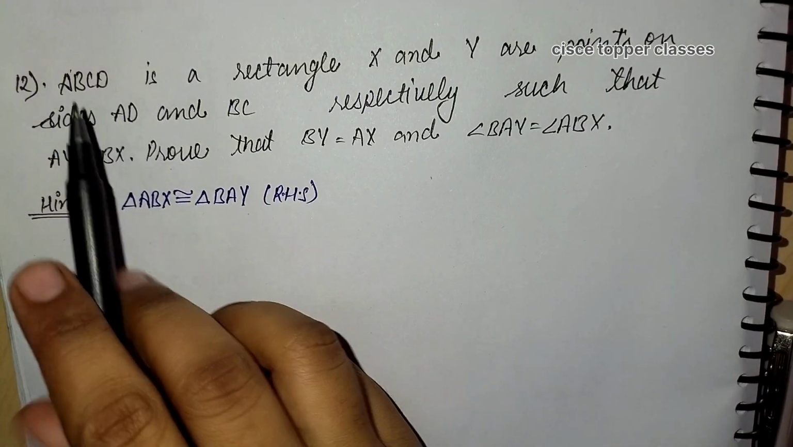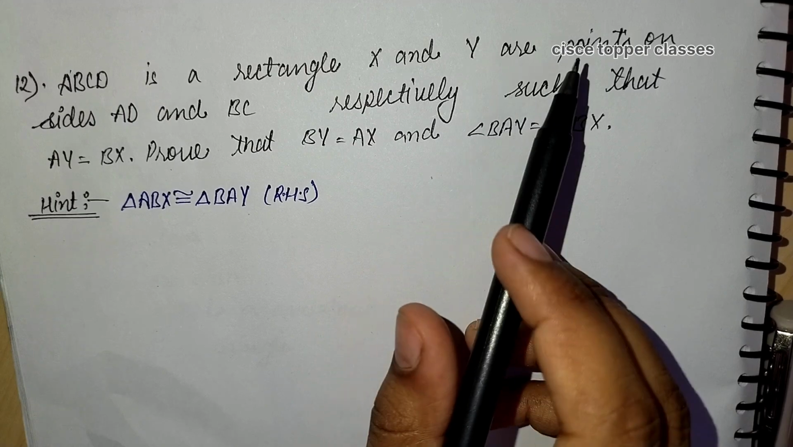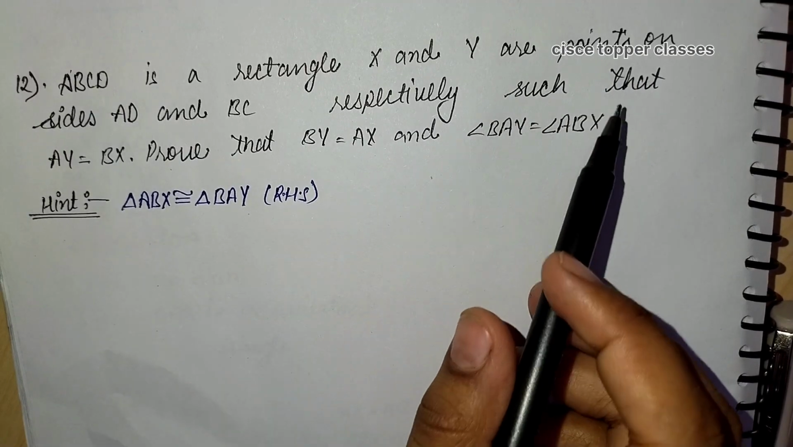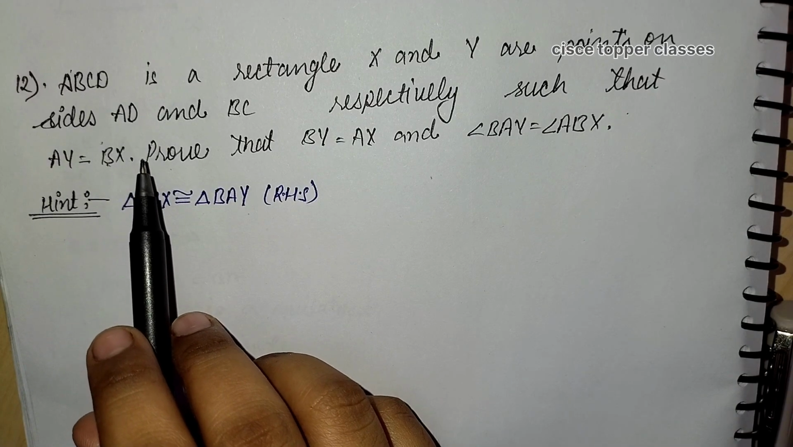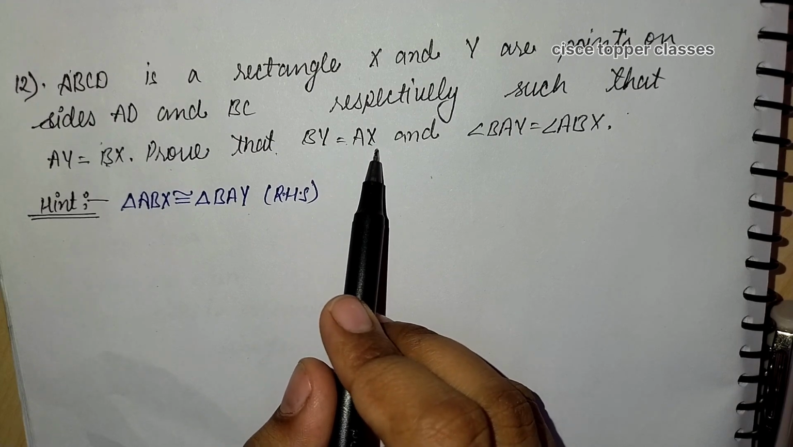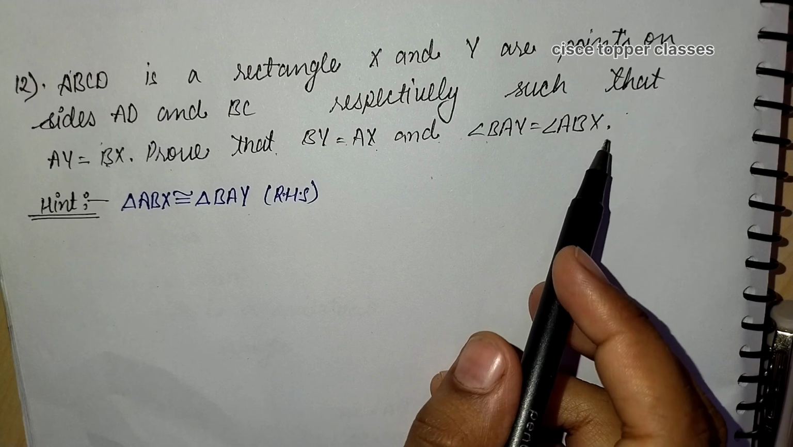Here the 12th question is, ABCD is a rectangle and X and Y are points on side AB and BC of the rectangle respectively, such that AY is equal to BX. So prove that BY is equal to AX and angle BAY is equal to angle ABX.